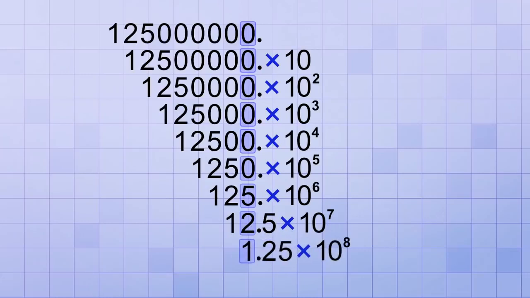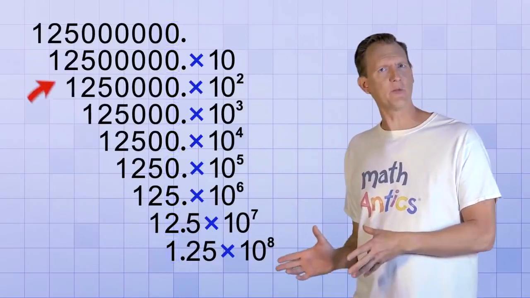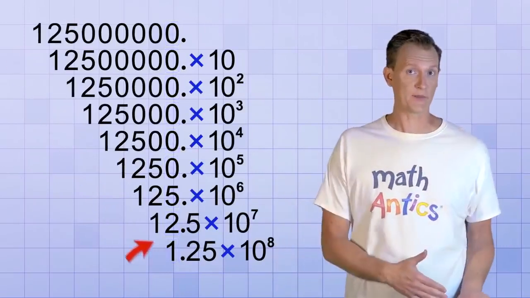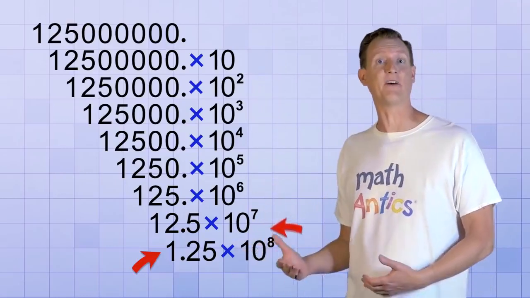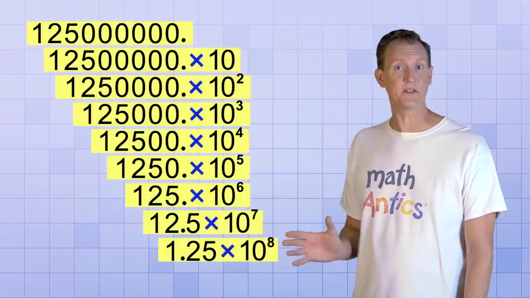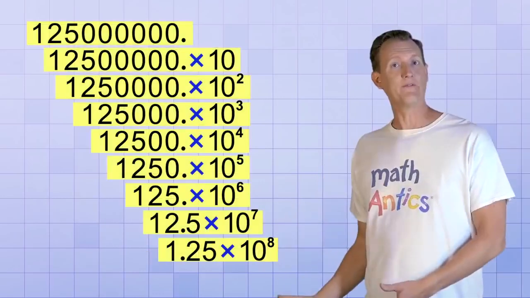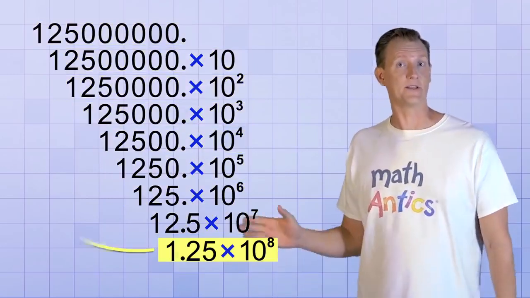and will stop when there's only one digit remaining to the left of the decimal point. Wow, that's quite a pattern. Each time we shifted the decimal, the number got 10 times smaller. So each time we had to multiply by another 10 to keep the value the same. And because we did that, each one of these lines represents the same value. So even though it looks a lot different, this last line has the exact same value as the first one.